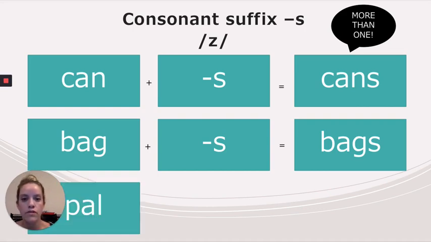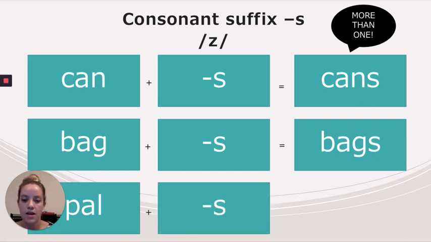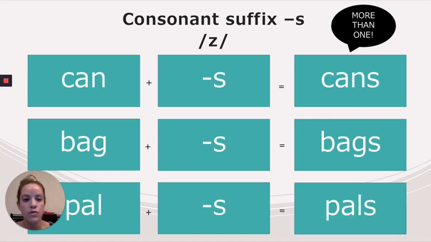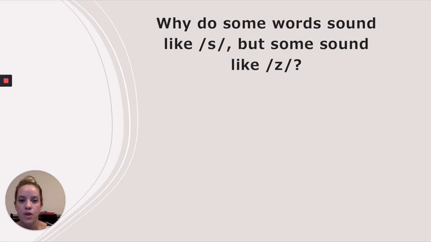So I went to the movie with my pal. That means I went with one friend. If I add a consonant suffix S to the end of that, I would say I went to the movie with my pals. That means I went with more than one friend. Okay, so now let's look at something. Why do some words sound like S, but some sound like Z? Why do some of them sound different?